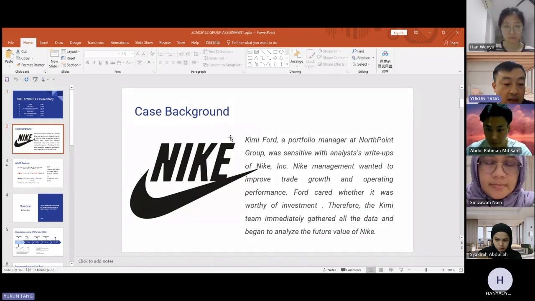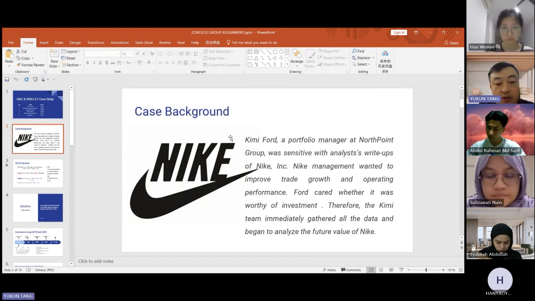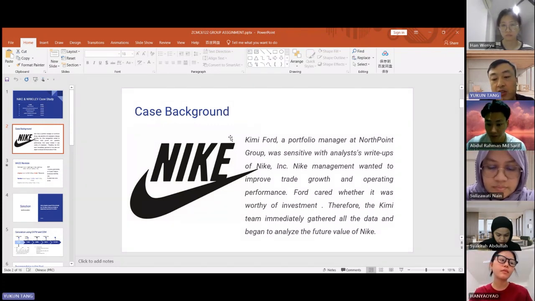from the Nike case, our portfolio manager Kimi Ford at North Point Group was sensitive to analyst write-ups of Nike. Nike management wanted to improve trade growth and operating performance. Ford cared whether it was worthy of investment. Therefore, the KME team immediately gathered all the data and began to analyze the future value of Nike.